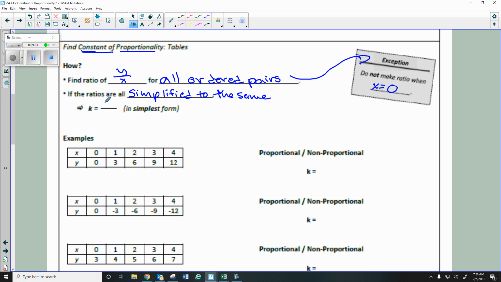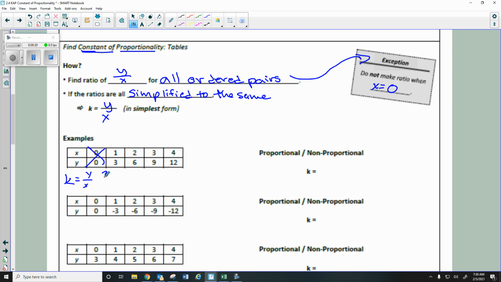Okay, and again, to find that, it's y over x. So I'll do one and then you do two. I don't look at when x is equal to 0. I do it for all other points. So k, the constant of proportionality, is equal to y over x. Again, I just pick a point.